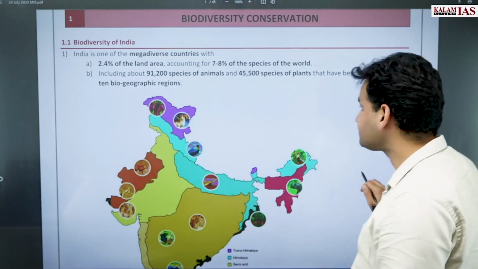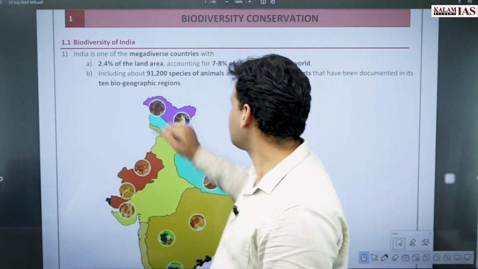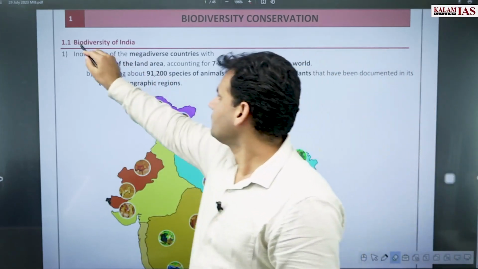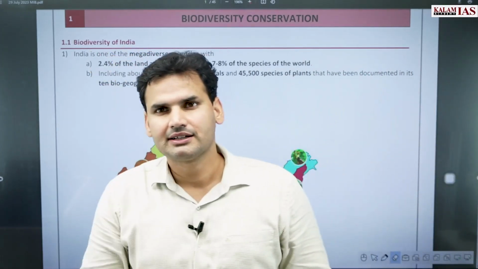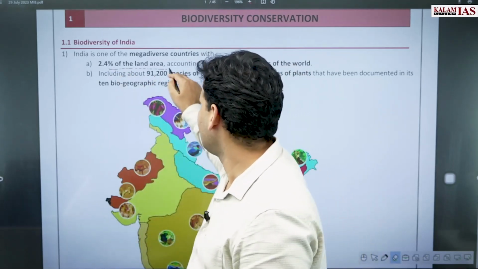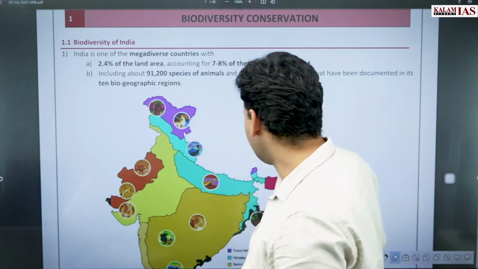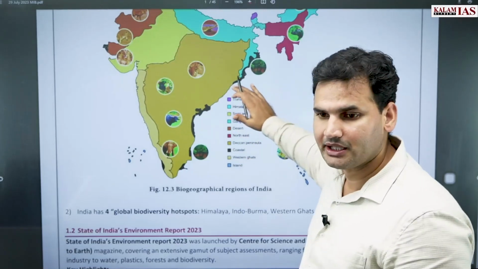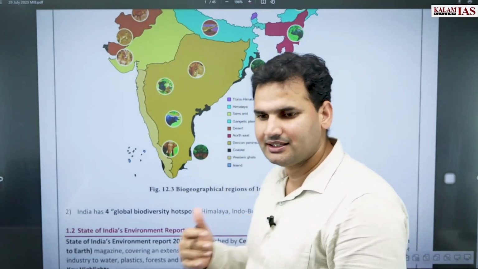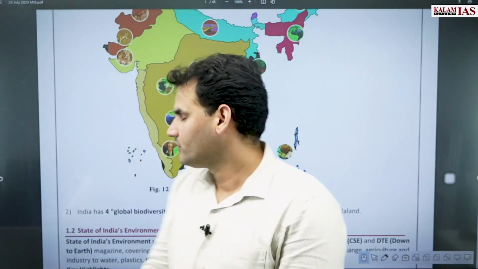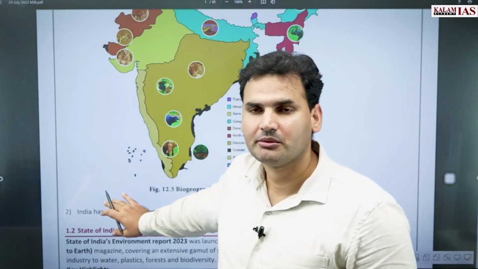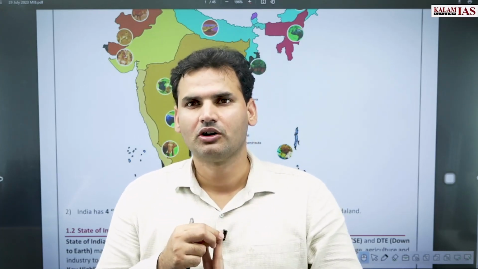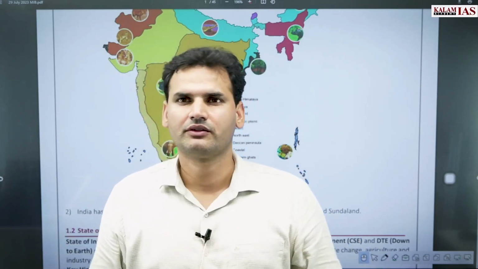So beginning with biodiversity of India. Now, when we talk about biodiversity, we should know that India has 2.4% of the entire land which is there in the world. Also, India has 10 biogeographical regions: Trans-Himalaya, Himalaya, semi-arid, then we have Gangetic plains, deserts, islands, and whatnot. Also, we must remember that India is home to 4 global biodiversity hotspots, and these are Himalayas, Western Ghats, Indo-Burma, also Sundaland, which covers the area of Andaman Nicobars.